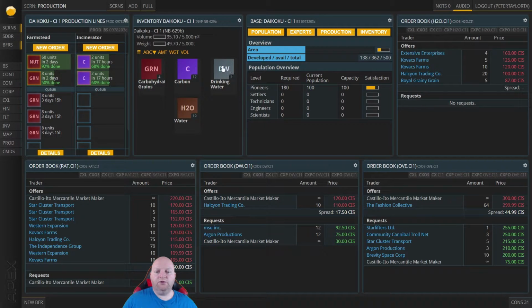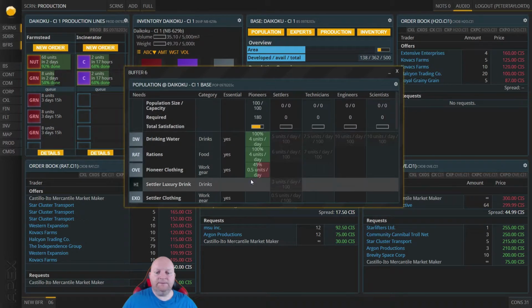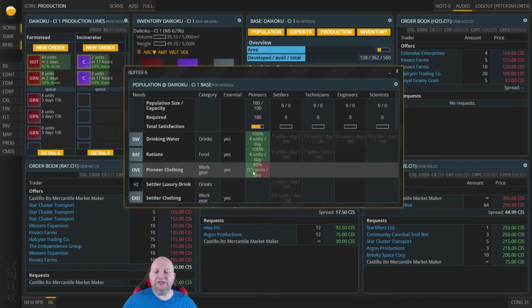But we've also got 1 drinking water, and we need 4 per day. We're out of overalls and we're out of rations. You can see here our satisfaction is not full. If I look at population, you can see it's actually the Pioneer clothing that's hitting us.